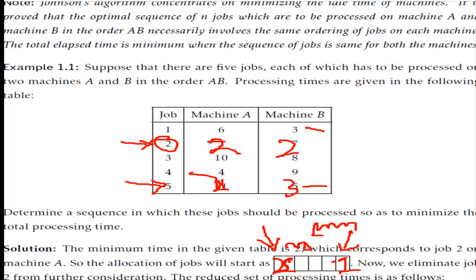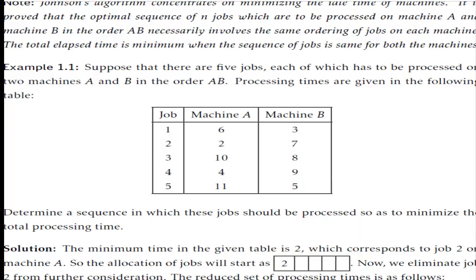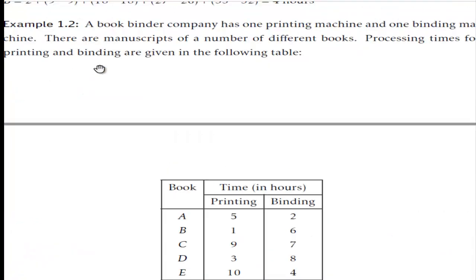So let us see how we do these things in an example. Okay, so this is our example. A bookbinder company has 1 printing machine and 1 binding machine. So I got 2 machines here, and jobs could be many, but machines have to be 2 for this scenario. So there are manuscripts of a number of different books. Processing times for printing and binding are given in the following table.